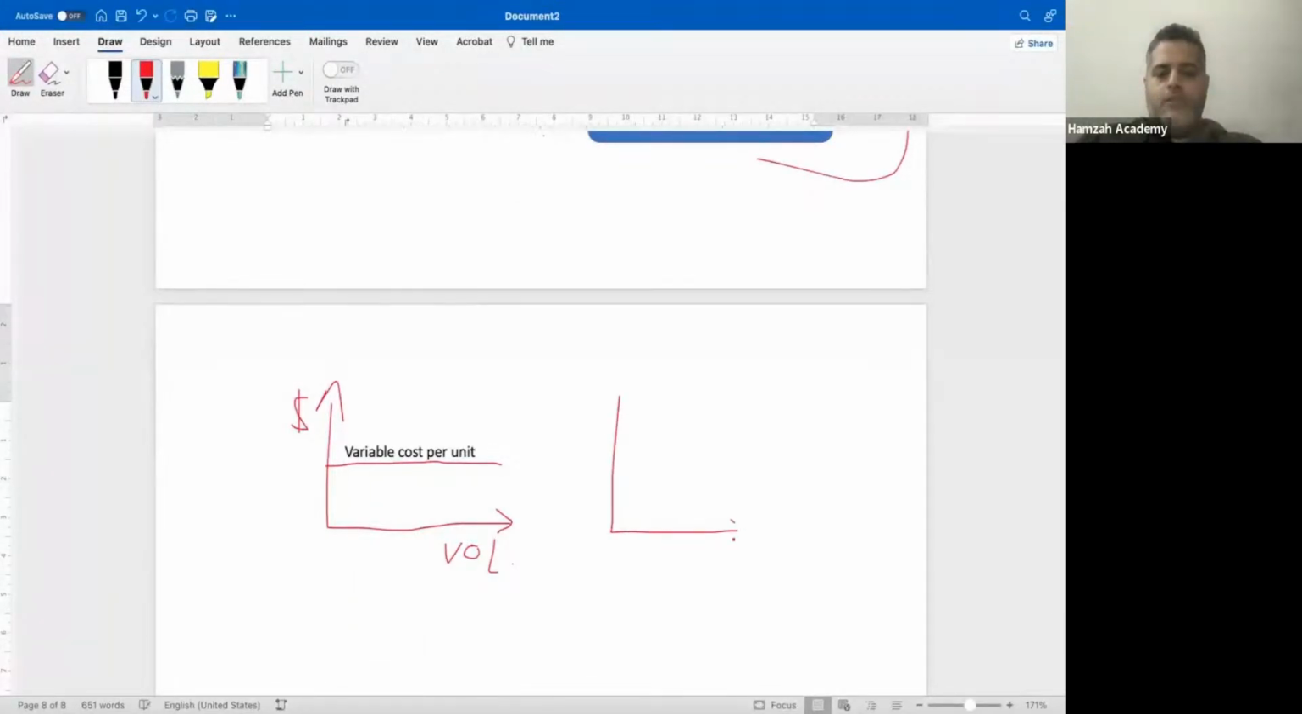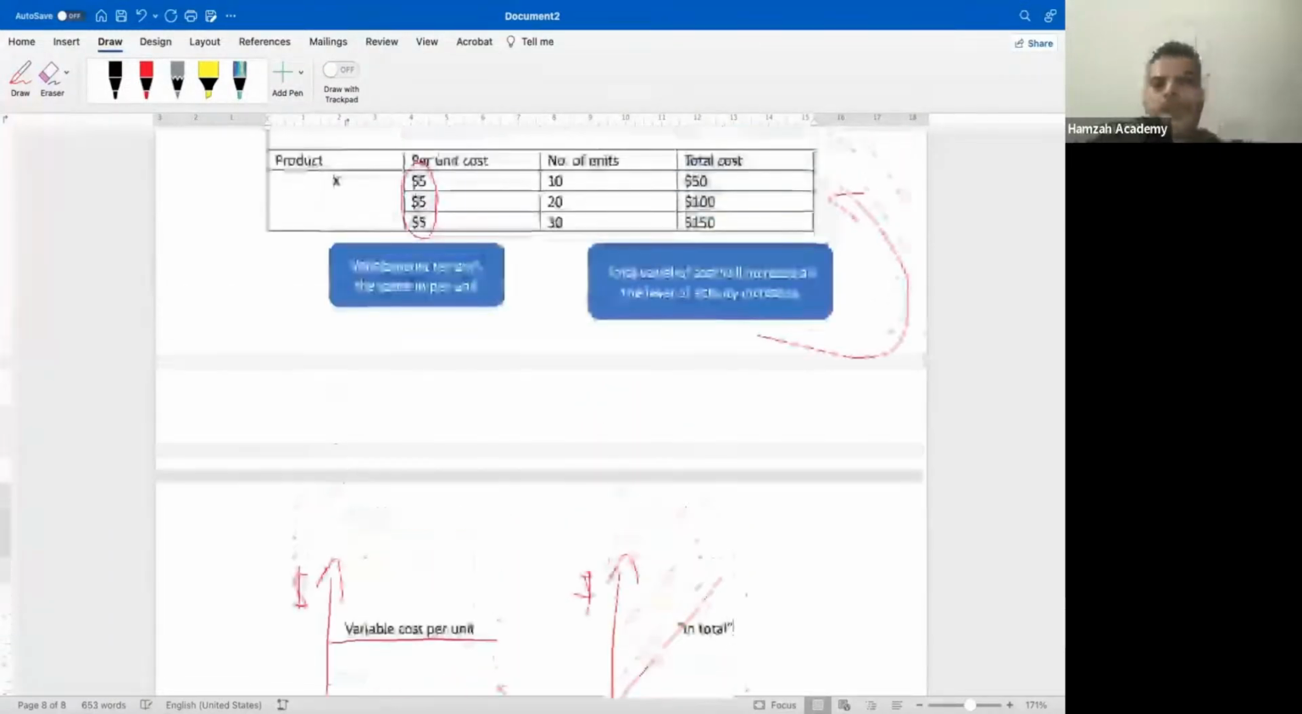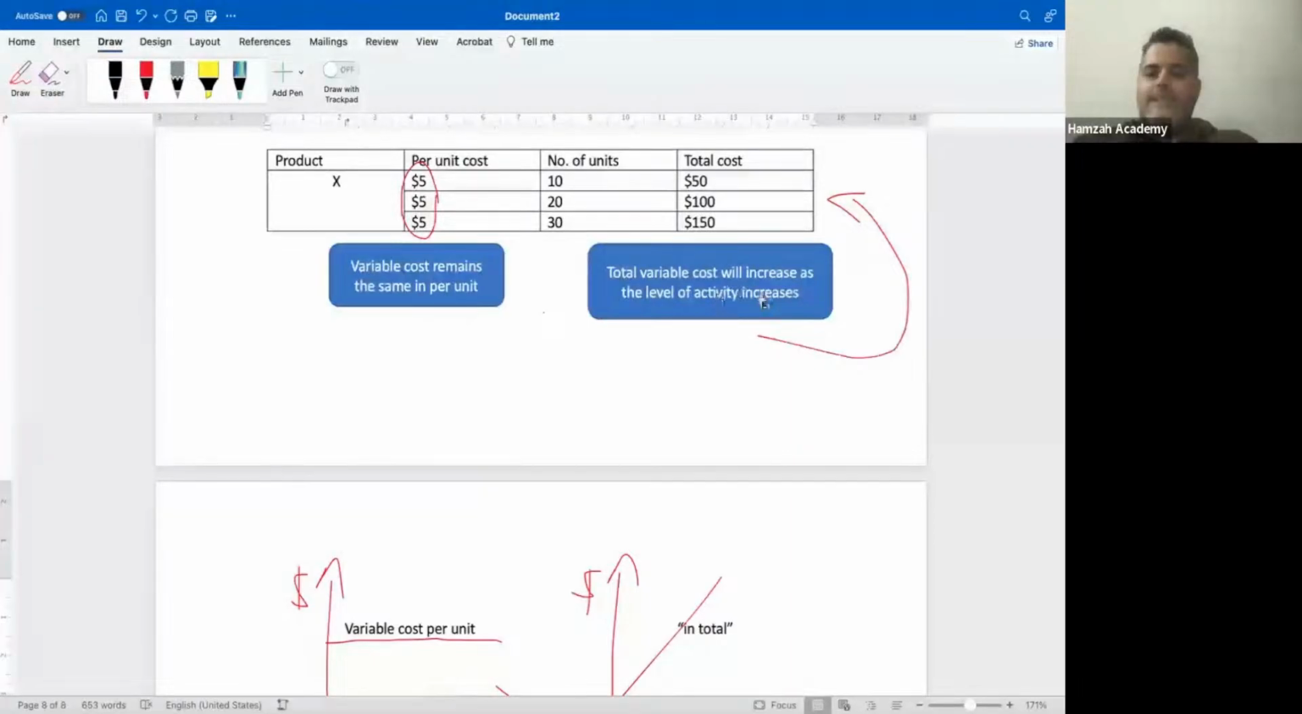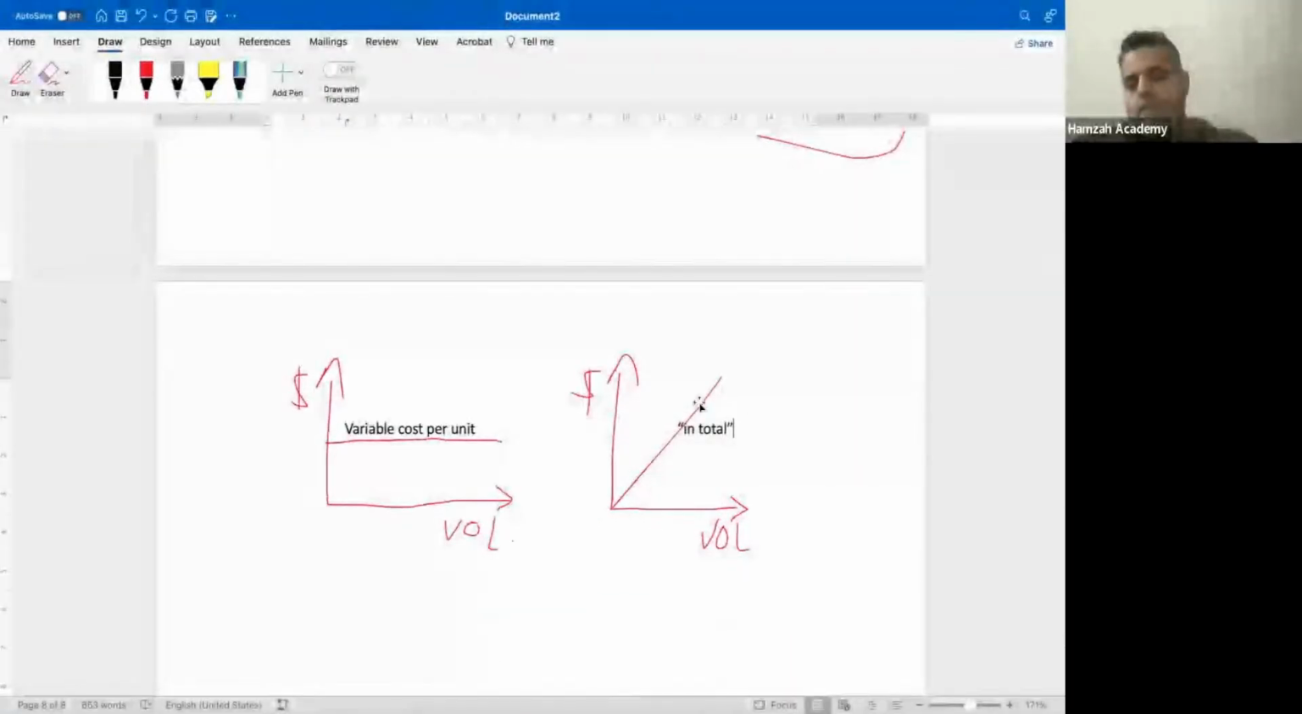If I check from the total point of view, this is the volume, this is the amount. From the total point of view, it increases like this, straight, right? In total, the variable cost will increase as the level of activity increases. So in total, this is a straight line. This is directly proportional to each other, right? So it's going to increase like this. Done?